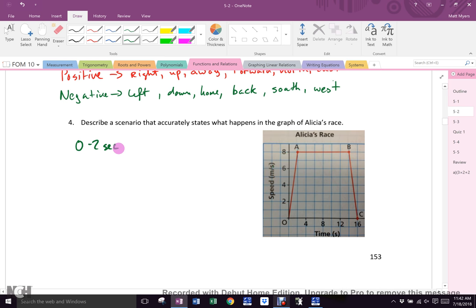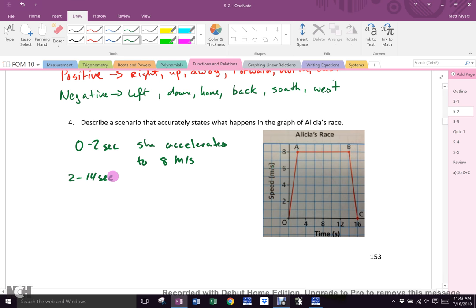So, what is happening from 0 to 2 seconds? She does not run 8 meters. Her speed goes from standing still to 8 meters per second. So, she accelerates to 8 meters per second. It took her 2 seconds to get up to full speed. What happens from 2 seconds to 14 seconds? What's going on?